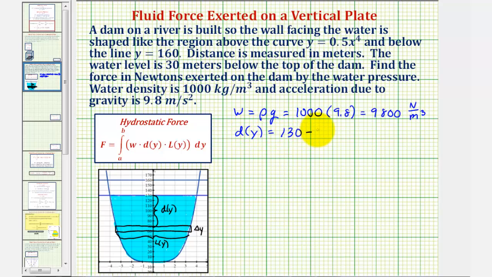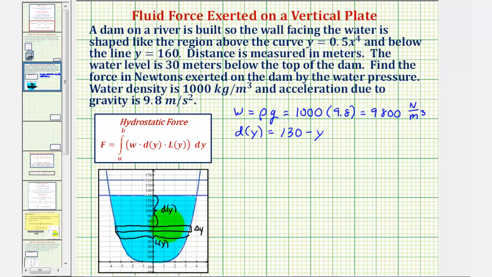Notice when y is 0, the distance below the surface would be at the very bottom, 130 meters below the surface. When y equals 70, the distance below the surface would be 130 minus 70, or 60 meters below the surface. And now to find L of y, the width of a rectangle, will be a little bit more challenging.